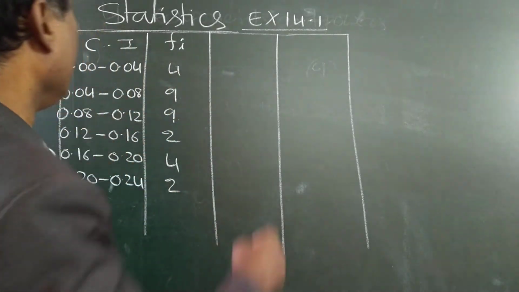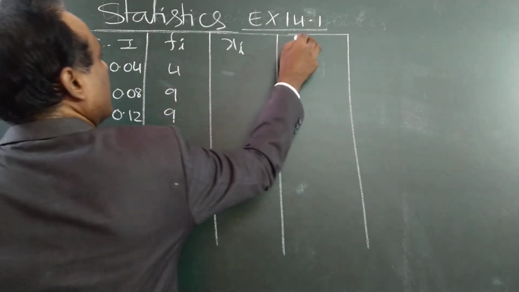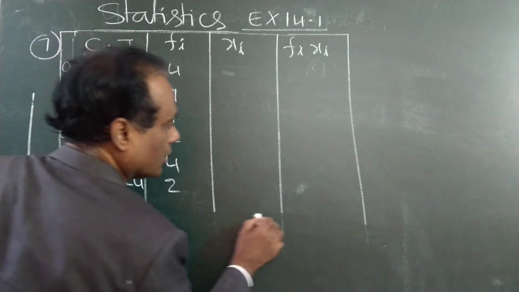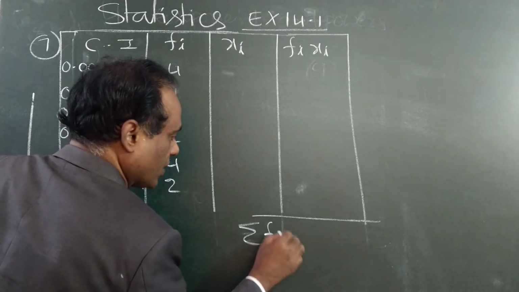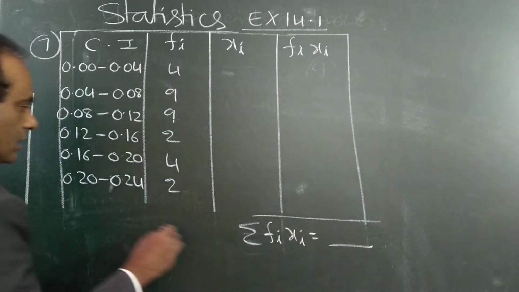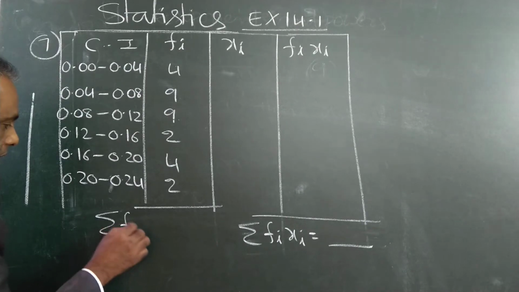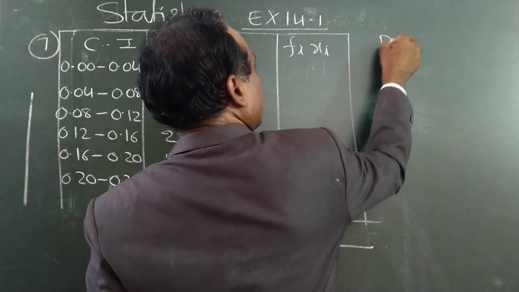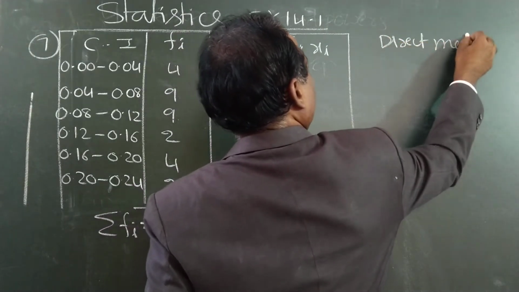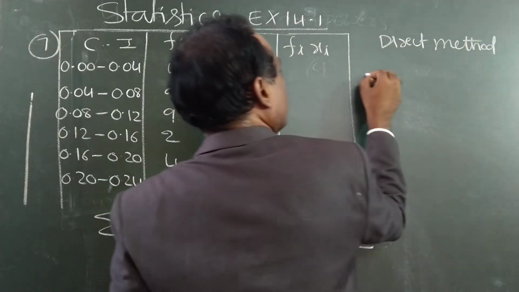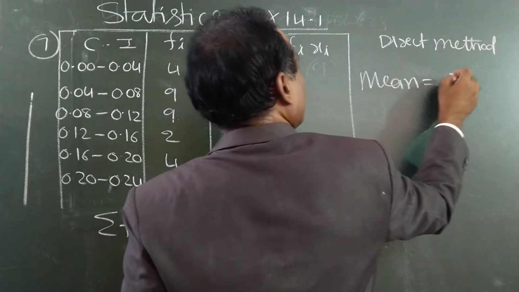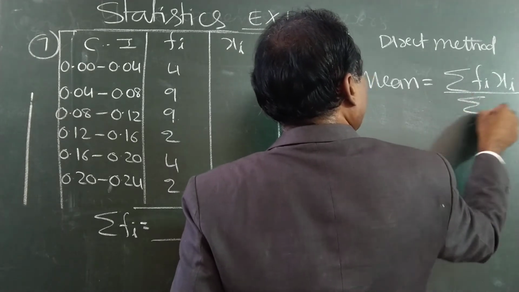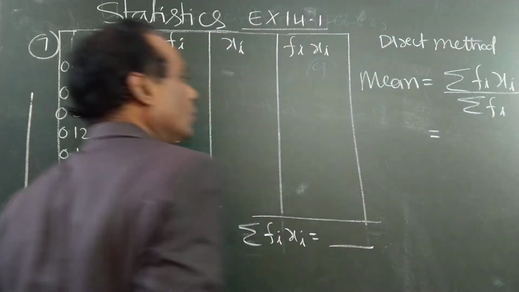See, what are the mid values? Class marks. Then multiply these two, add all these values, which is nothing but sigma fi xi. Then add all the fi values, sigma fi. The formula for mean, we are using the direct method, the simple method: arithmetic mean is equal to sigma fi xi by sigma fi. This is the formula. So do it.